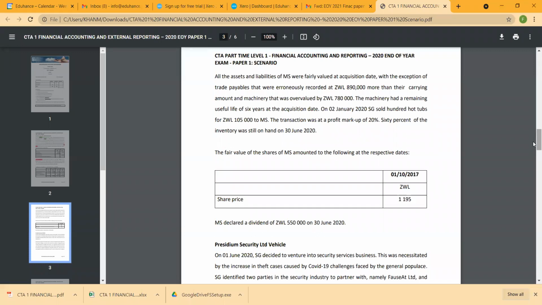Okay, so here are a few things I need to take note of. There are two adjustments at acquisition, and then there is an intercompany transaction. So we'll have to adjust. The intercompany transaction will impact the current year's profits, and then depreciation will be impacted by the adjustment on machinery.